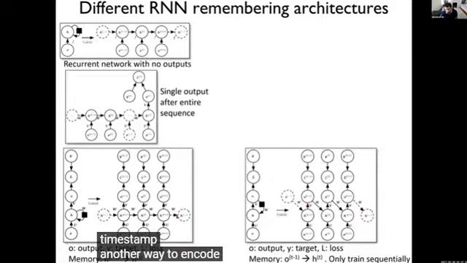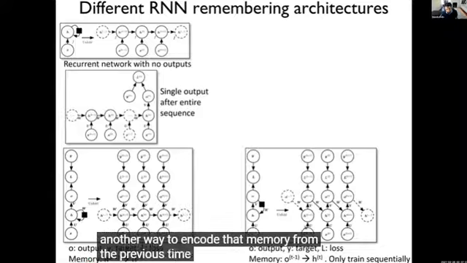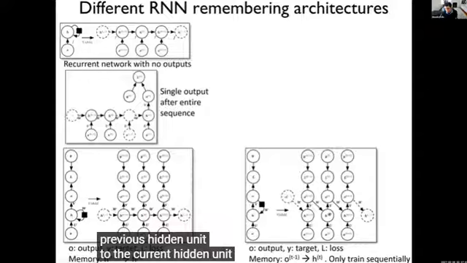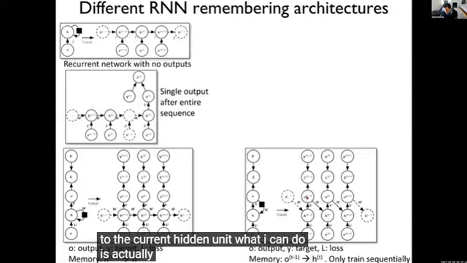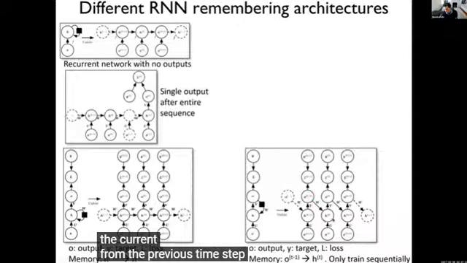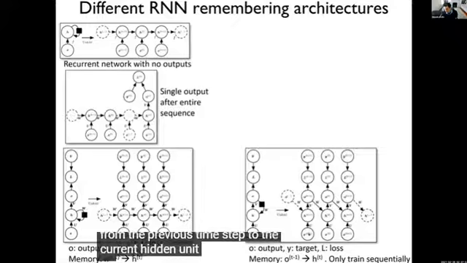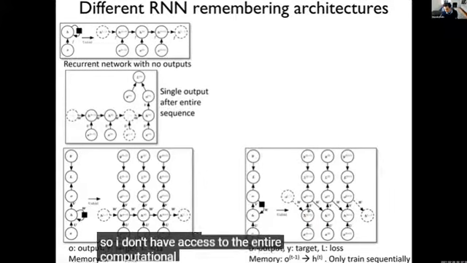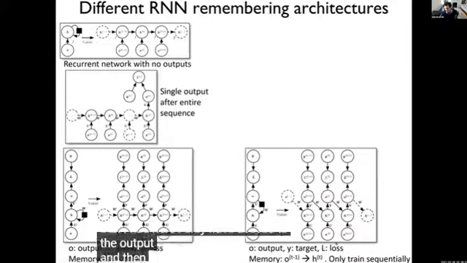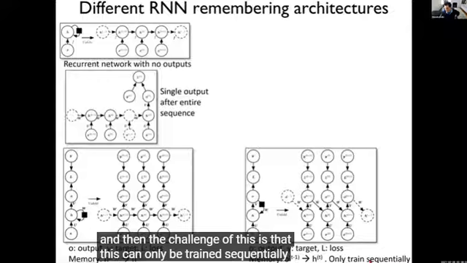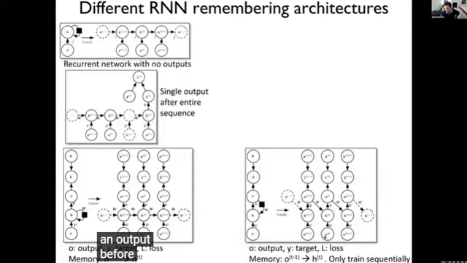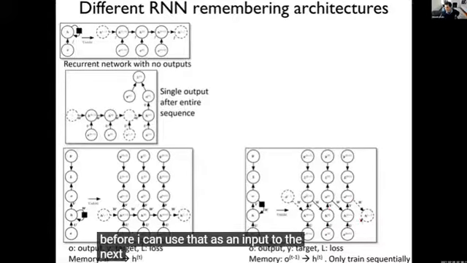Another way to encode that memory from the previous time step is, instead of having it flow from the previous hidden unit to the current hidden unit, to flow back the output from the previous time step to the current hidden unit. So I don't have access to the entire computational structure that I had here. I only have access to the output. The challenge is that this can only be trained sequentially, because I need to have actually produced an output before I can use it as an input to the next time step.